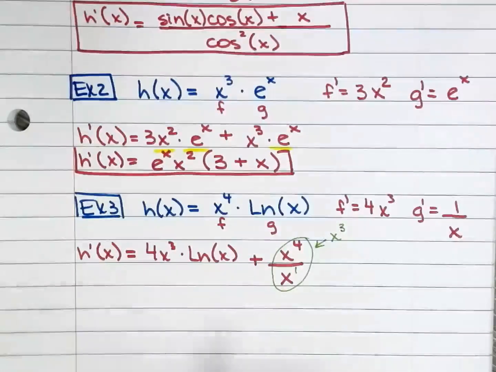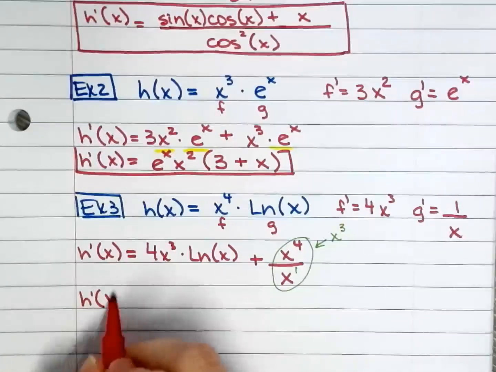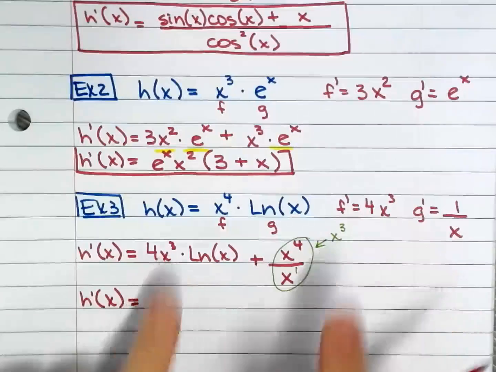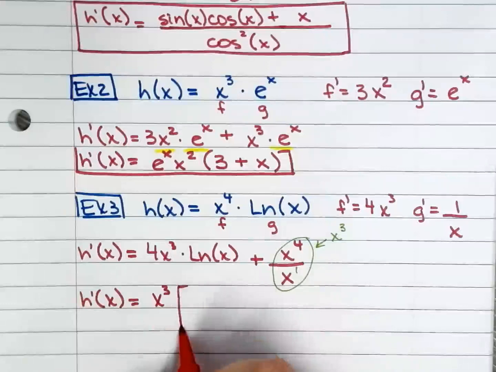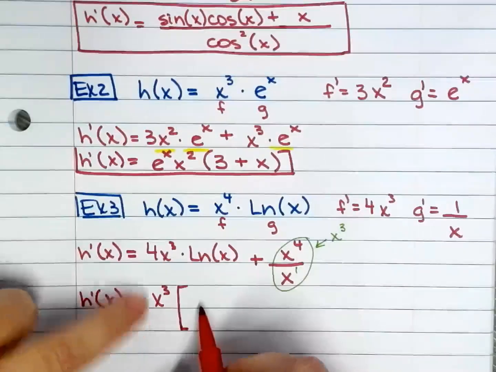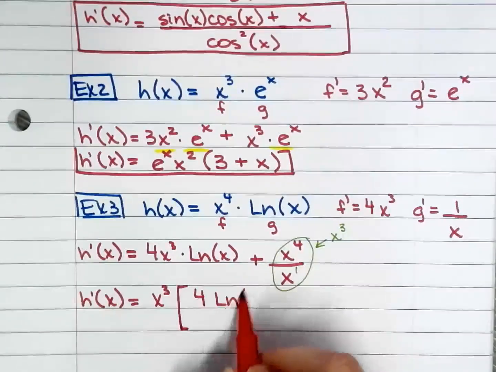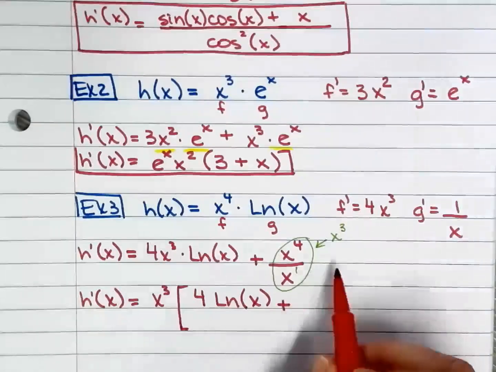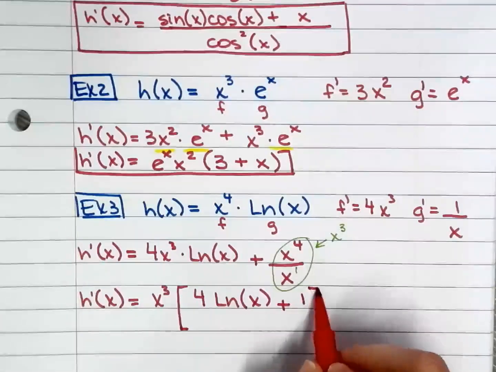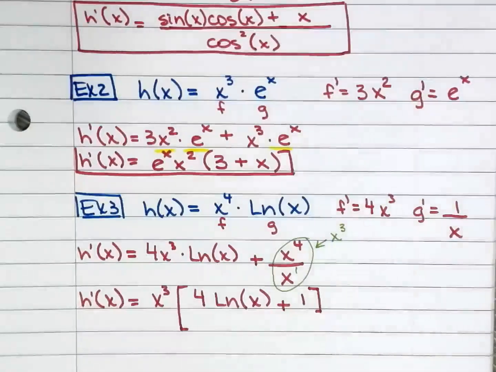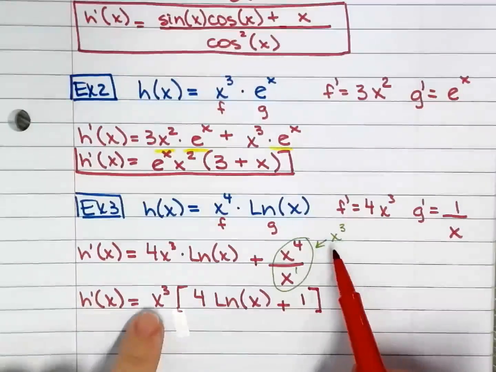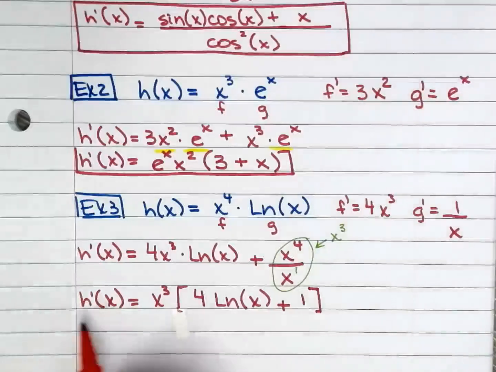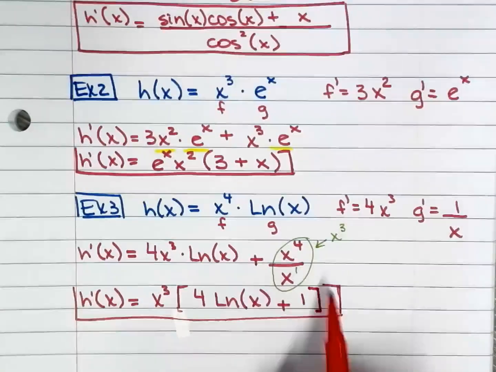So let's go ahead and factor it out. So they both have x cubed in common and nothing else. So x cubed, so I have 4 natural log of x plus 1. Oh, I didn't need the big parentheses right there. Okay, because x cubed divided by x cubed is 1. This is your answer, fully simplified.